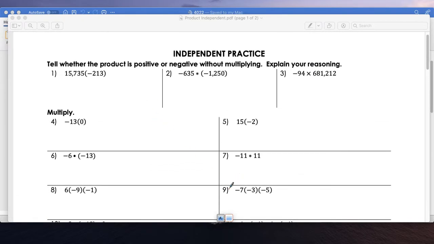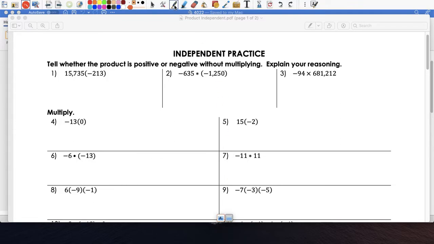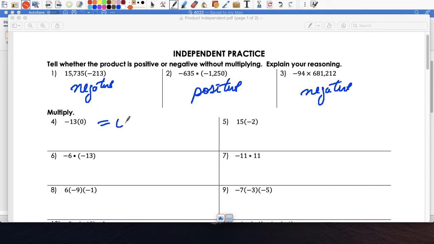So here, the only thing they wanted was for you to determine if it was positive or negative. So now we know the rule, right? A positive times a negative is a negative, so this one would have been a negative. This is a negative times a negative, and that's a positive. And then a negative times a positive is a negative, right?